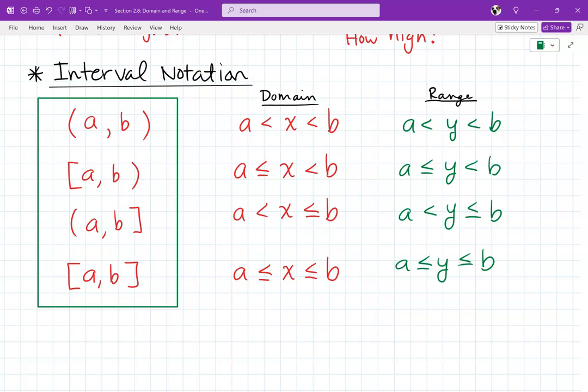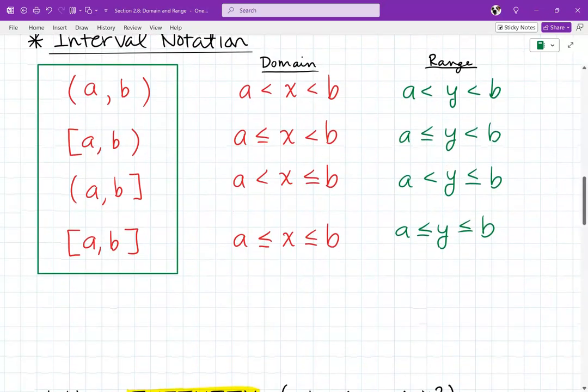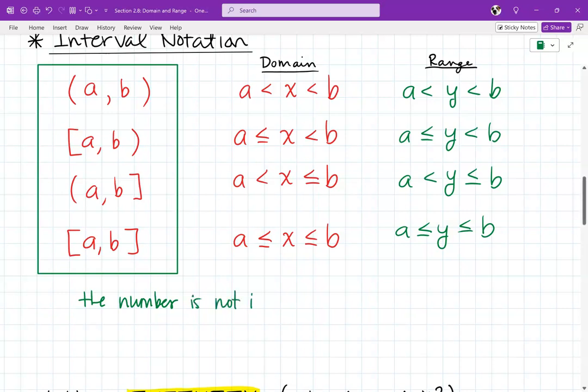We're looking at the stuff in the box, okay? So what does that mean? Like parenthesis A, comma B, close parenthesis, okay? And then you'll see a bracket A, comma B with the parenthesis. What exactly does that mean? Well, if the number is not included, you're going to use parentheses.